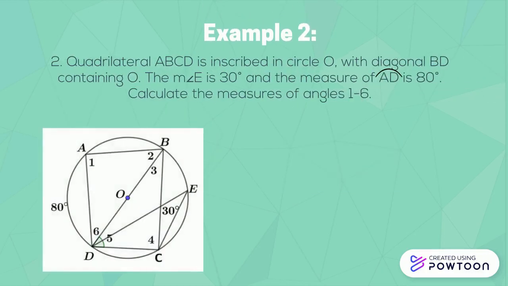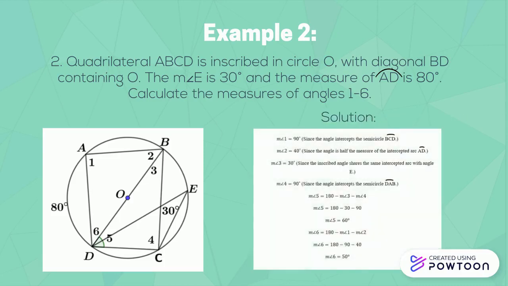Number 2. Quadrilateral ABCD is inscribed in circle O with diagonal BD containing O. The measure of angle E is 30 degrees and the measure of arc AD is 80 degrees. Let's find the angles 1 through 6. Well, the measure of angle 1 is 90 degrees since the angle intercepts semicircle BCD. The measure of angle 2 is 40 degrees since it is half the measure of the intercepted arc AD.